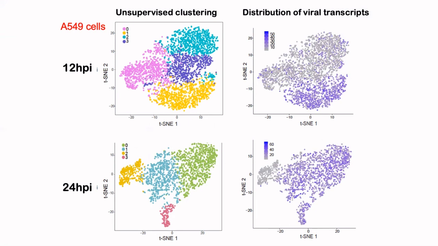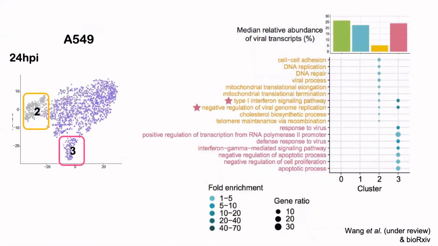And you can see here in these t-SNE plots, at 12 hours post-infection, this yellow cluster of cells that has a lot of viral transcripts and a lot that don't. So there's a lot of heterogeneity in the response, even to a high multiplicity of infection. You don't have all the cells that are infected. And at 24 hours, you see most of the cells are infected, but you have a cluster that has very few viral transcripts.